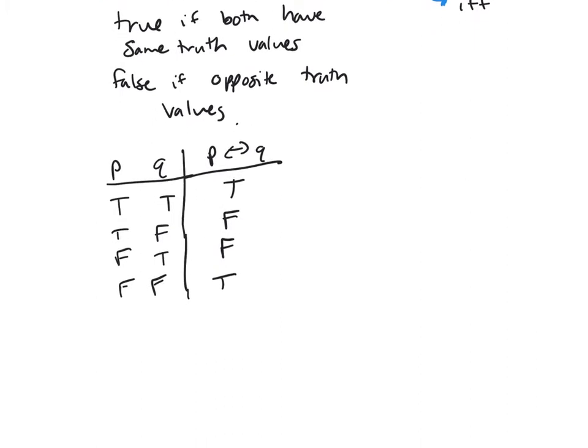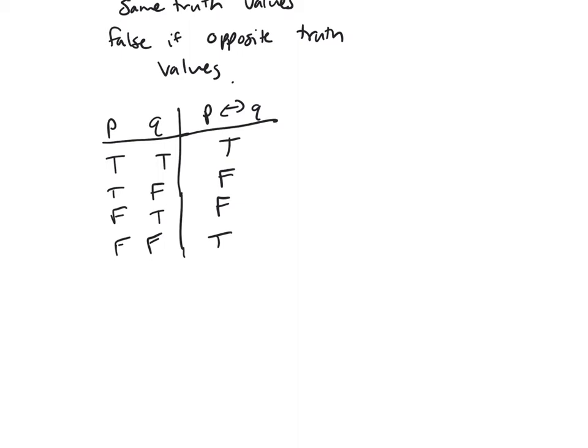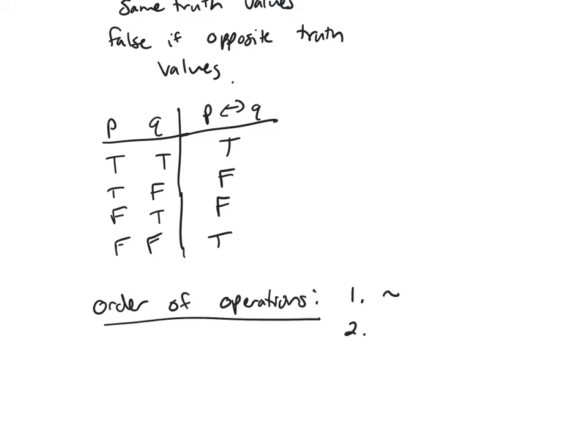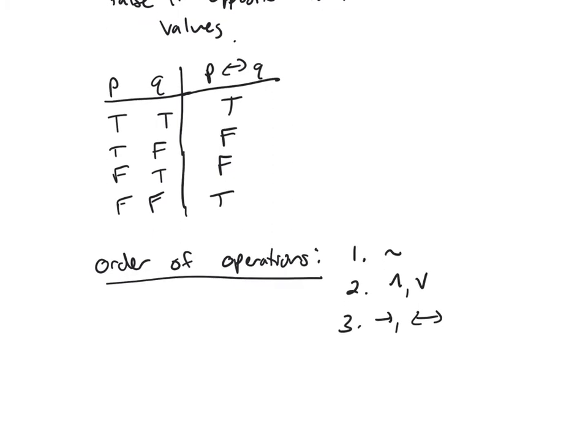Now in terms of our order of operations, let me mention we've added in a new symbol. So let's talk about the order of operations. So remember that not is done first, that negation, the tilde is done first, ands or ors are done second, and then arrows like if or if and only if are done last.